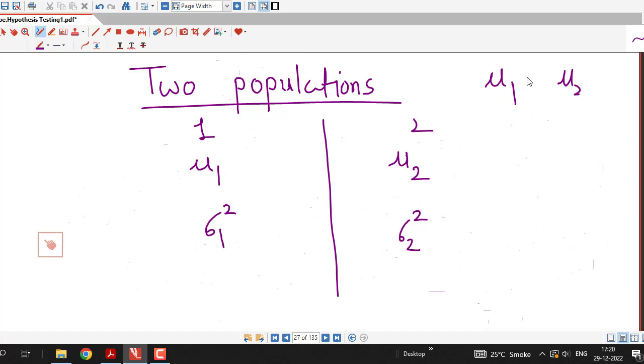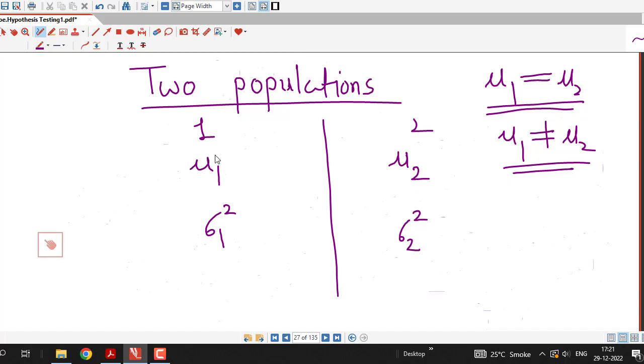That is, we want to check whether this mu1, that is mean of population 1, and mu2, that is mean of population 2, are equal or whether they are different from each other. So for this type of testing, we have to consider another distribution, which is the distribution of difference of means.